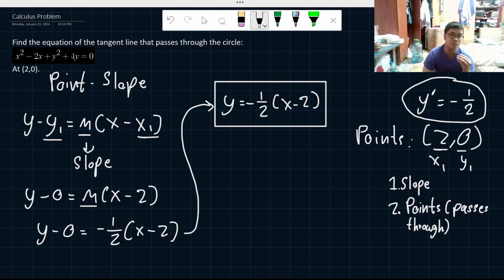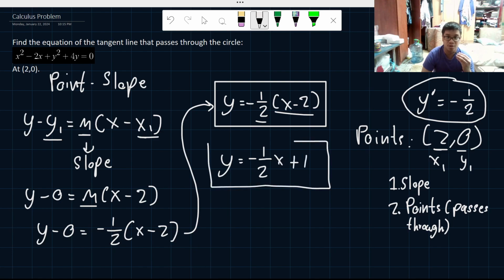Or we can represent this in a different way, because this is actually in point slope form. So we can rewrite it in a different way. Like for example, what if you want to write it in slope intercept form? Basically, it's like this: y is equal to mx plus b. Okay? If you want to rewrite your problem like this, then it's okay. There's no problem. All you need to do is just distribute negative 1 half in this parentheses. We will have negative 1 half x plus 1. So this could also be your correct answer. That's it. You can leave this as your answer, which is still correct.